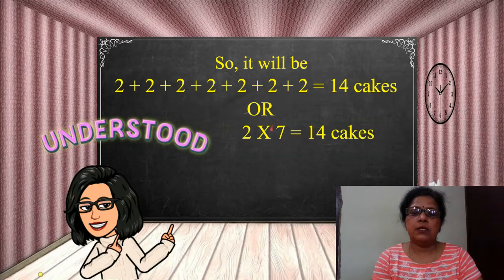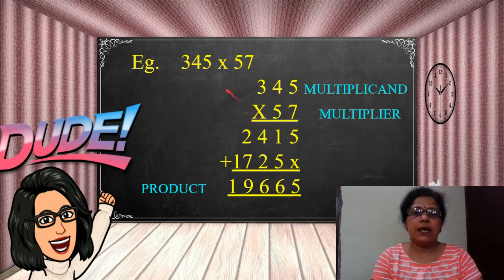And this 7 is the total number of days in a week. If we multiply these two, 2 sevens are 14. Again we get 14. Students, have you noticed that in both the processes our result is the same, 14 cakes each. But this process is a bit lengthy and this is a shorter method. Let's learn this process which is called multiplication.